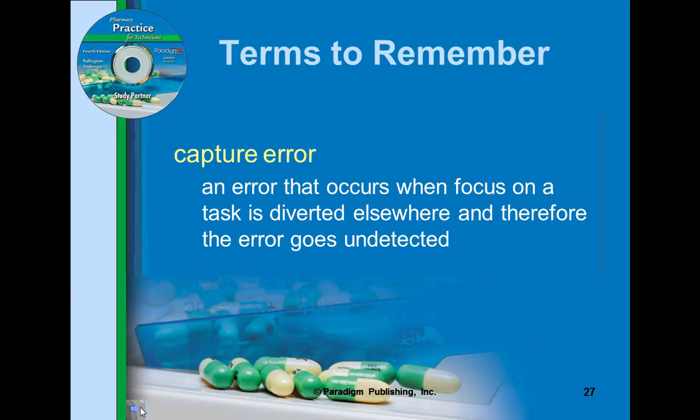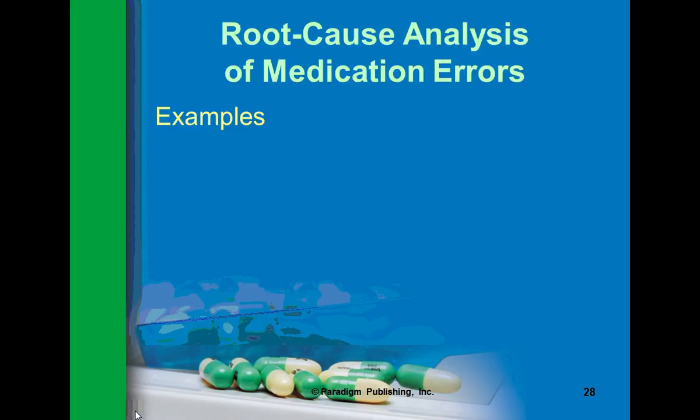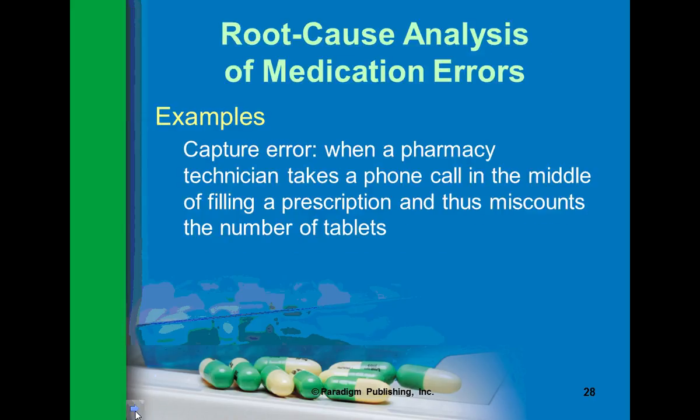A capture error is an error that occurs when focus on a task is diverted elsewhere and therefore the error goes undetected. Some examples of a capture error is when a pharmacy technician takes a phone call in the middle of filling a prescription and thus miscounts the number of tablets.